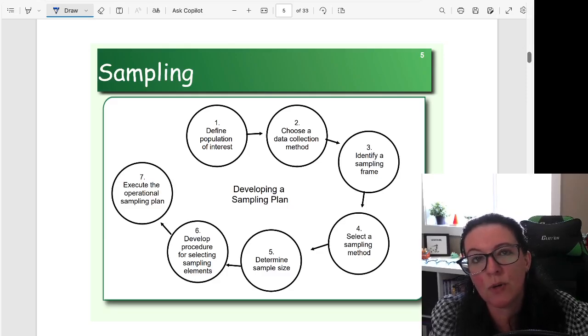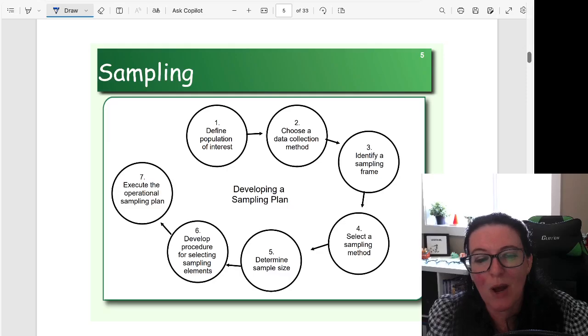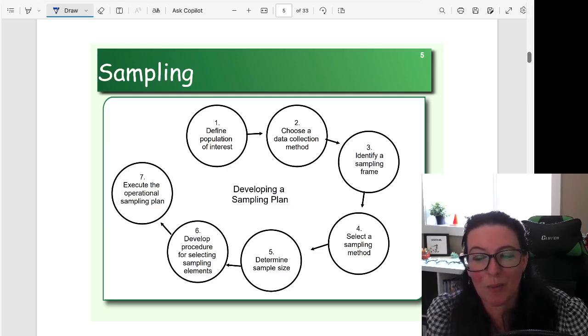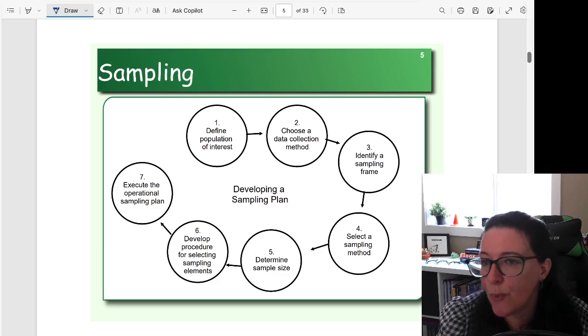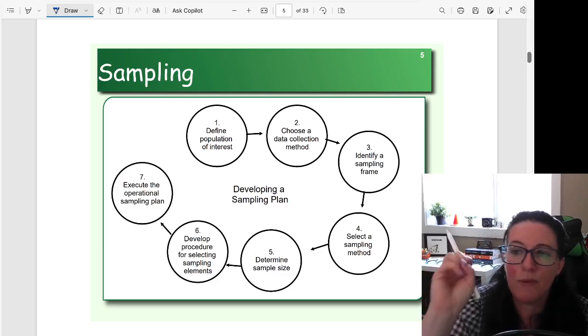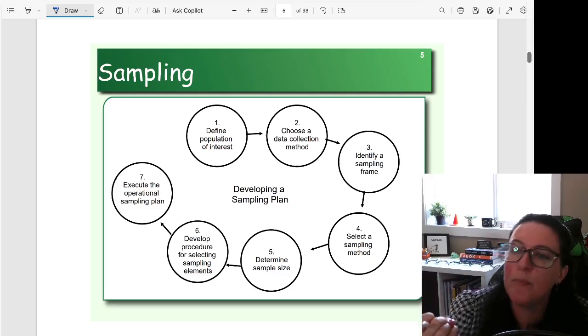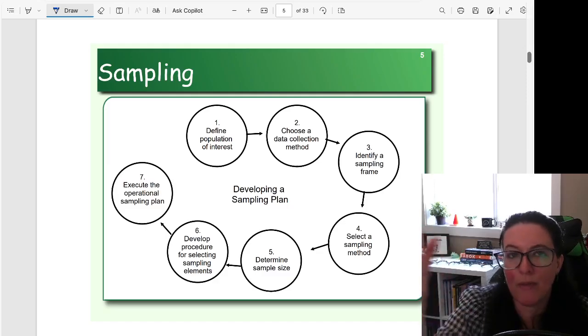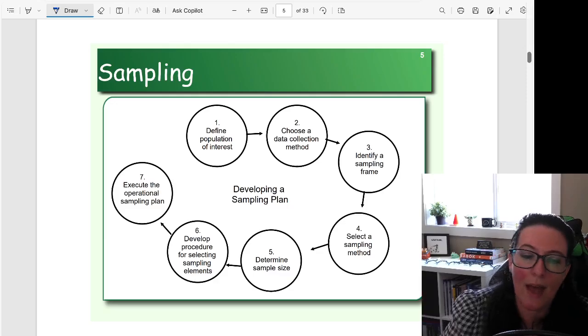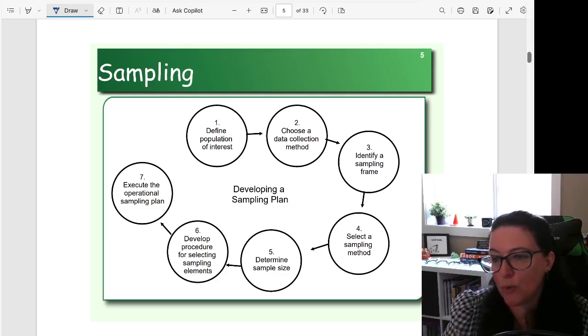And we talked in terms of bias and error in a previous video about the importance of that sampling frame representing that greater population. So we've defined the population of interest. We've chosen how we're going to pull this information. Maybe it's an online survey. And then we've identified a sampling frame, which is who's on the list. Maybe we have a list of email addresses that we can send our survey out to.